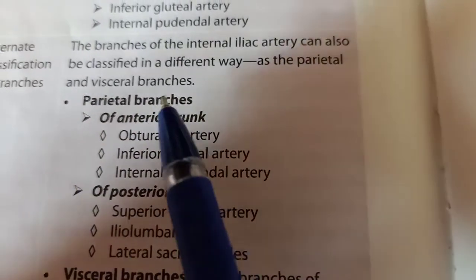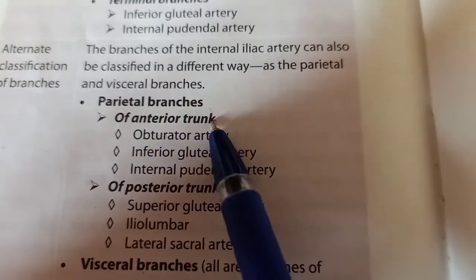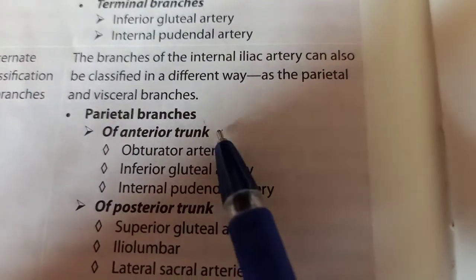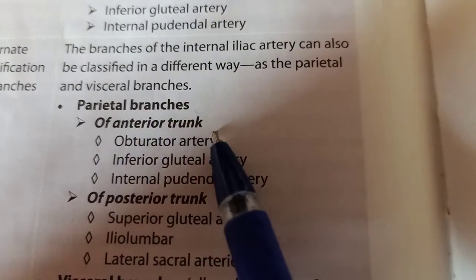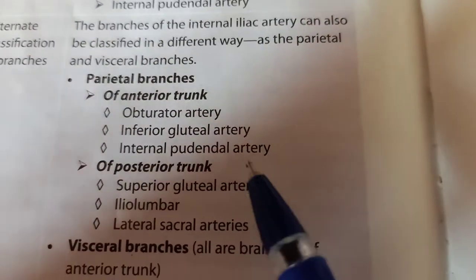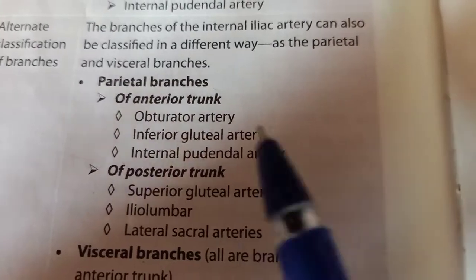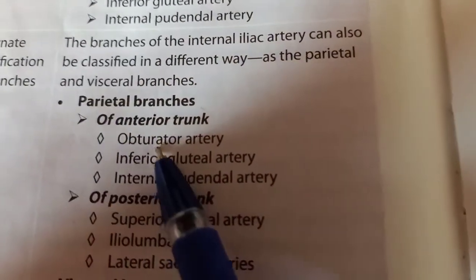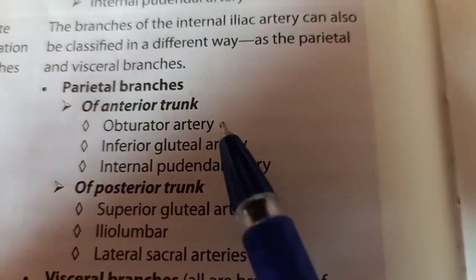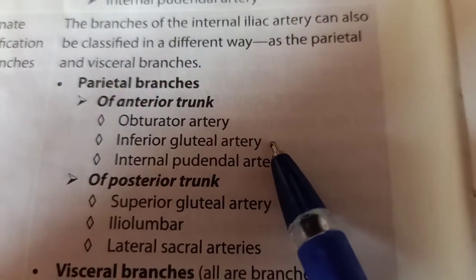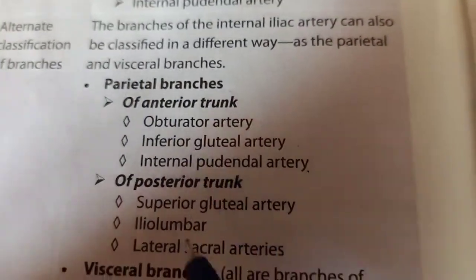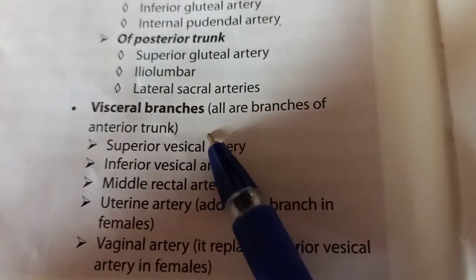Now the parietal branches of the internal iliac arise from the anterior trunk and the posterior trunk. First we will take the anterior trunk. Which are the anterior trunk parietal branches? The obturator artery, the inferior gluteal artery and the internal pudendal artery. These are the parietal branches arising from the anterior trunk of the internal iliac artery. Remember: obturator artery, inferior gluteal artery and internal pudendal artery. Clear?